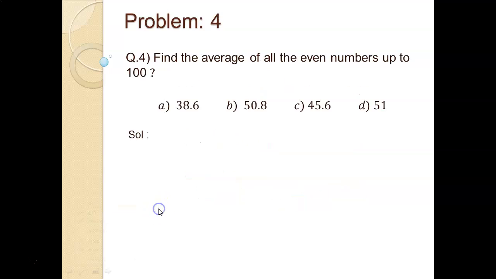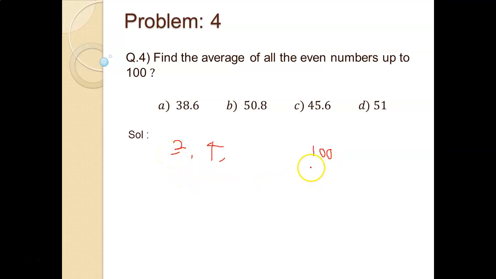Next example: find the average of all even numbers up to 100. There are 4 options given. So what is the right answer? So let us see. Now the same trick is used. The even numbers start from 2, 4, 6, up to the last even number, 100, because 100 is also an even number, because its ones position is 0. So the same trick is used.